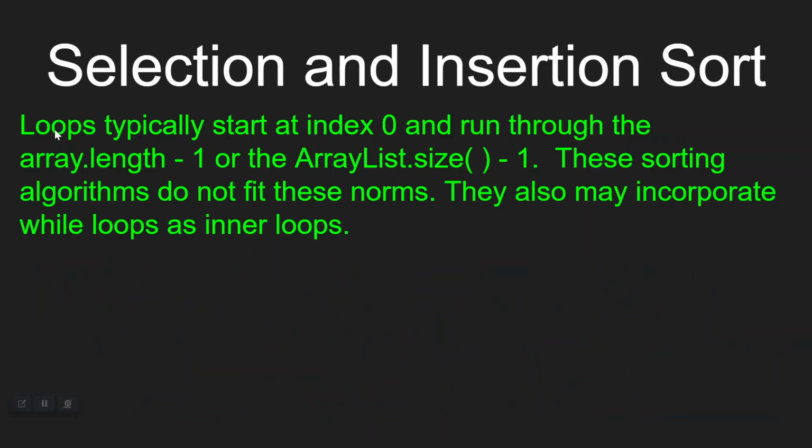When we talk about loops in this class, loops typically start at index 0 and then run through the rest of the array, array length minus 1 or array size minus 1. These sorting algorithms that we're looking at, they don't fit these norms. They also may incorporate while loops as well as other inner loops. So with these sorting algorithms, you'll notice a change in their loop headers.